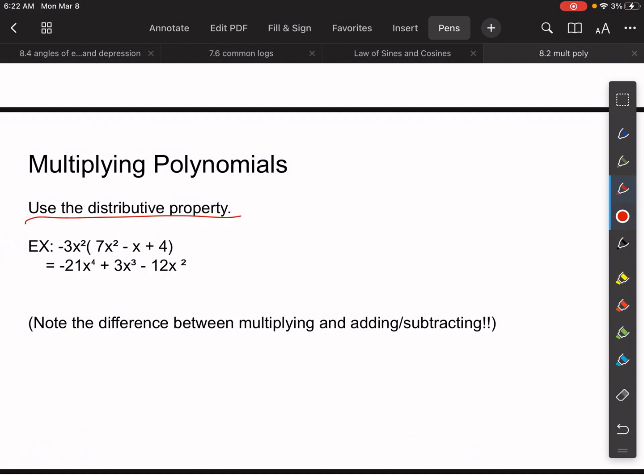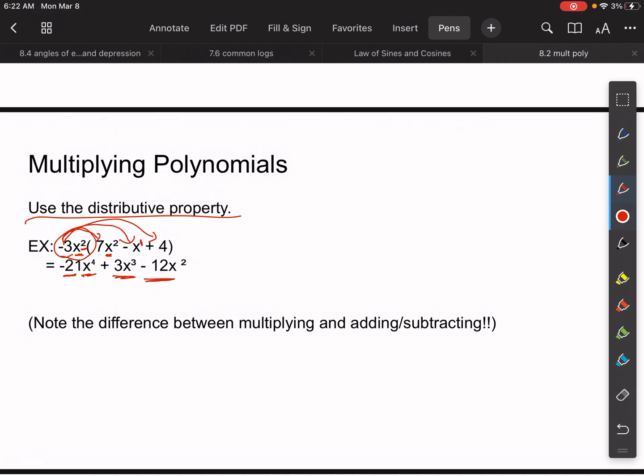So notice in this one here, and just remember, when you multiply exponents, you have to add those exponents. Some of you don't have that rule down yet. Make sure you practice that. So this is like negative 3 times 7 is negative 21. X squared times x squared is x to the 4th. You have to add the exponents. Then I have negative 3x squared times negative x. I get positive 3x to the 3rd, because this is a 2 plus 1. Then for my final piece, negative 3x squared times 4 gives me negative 12x squared, and I'm done.